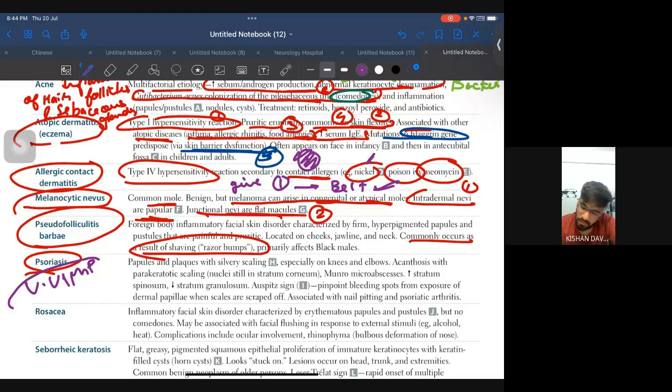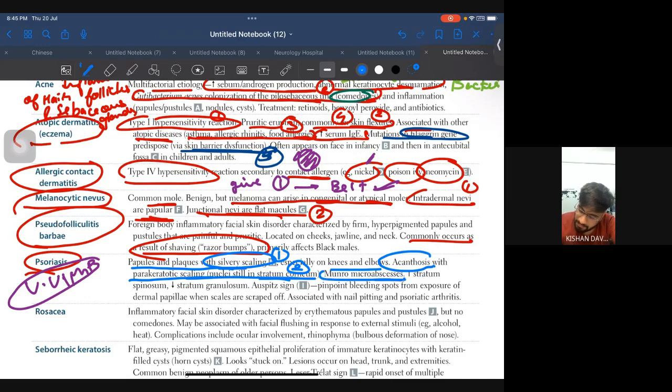Very important, so make sure you know them properly. Papules and plaques with silver scaling. This is the first, especially on knees and elbows. Acanthosis with parakeratotic scaling. Second, Munro microabscess, stratum spinosum increases, stratum granulosum decreases. This is third: Auspitz sign, pinpoint bleeding spots from the exposure of dermal papillae when scales are scraped off.